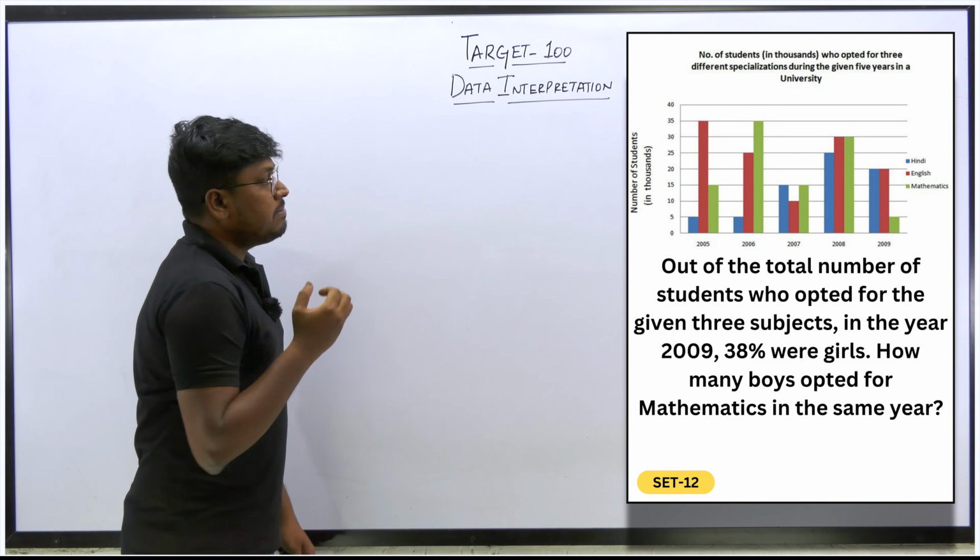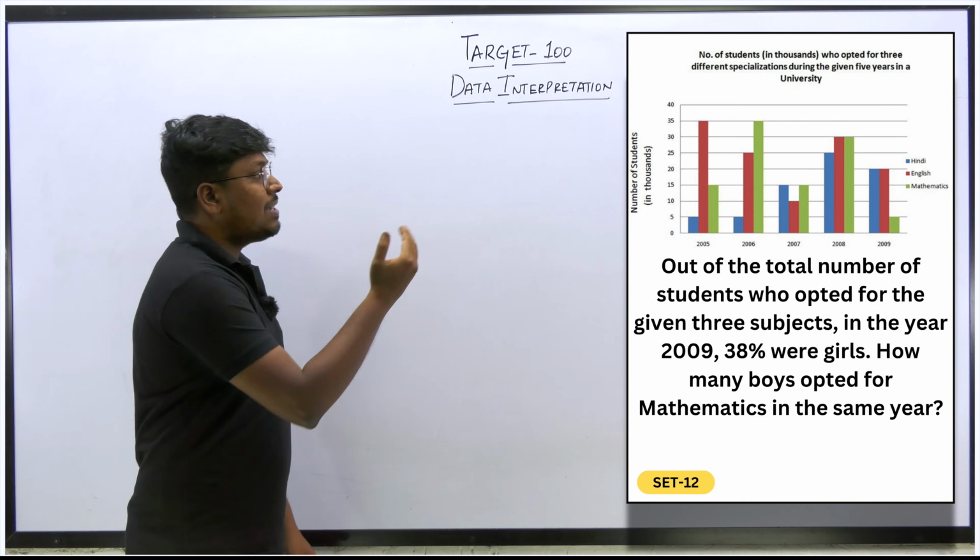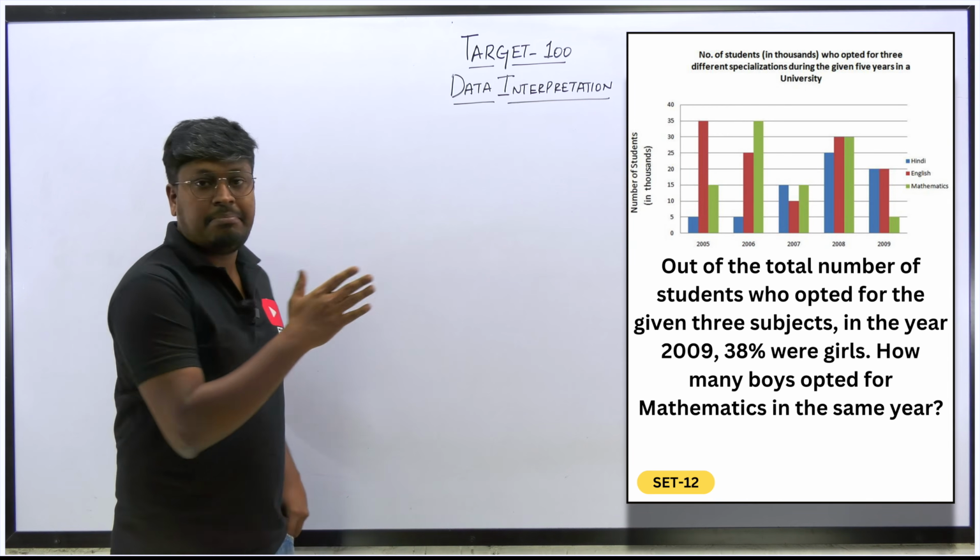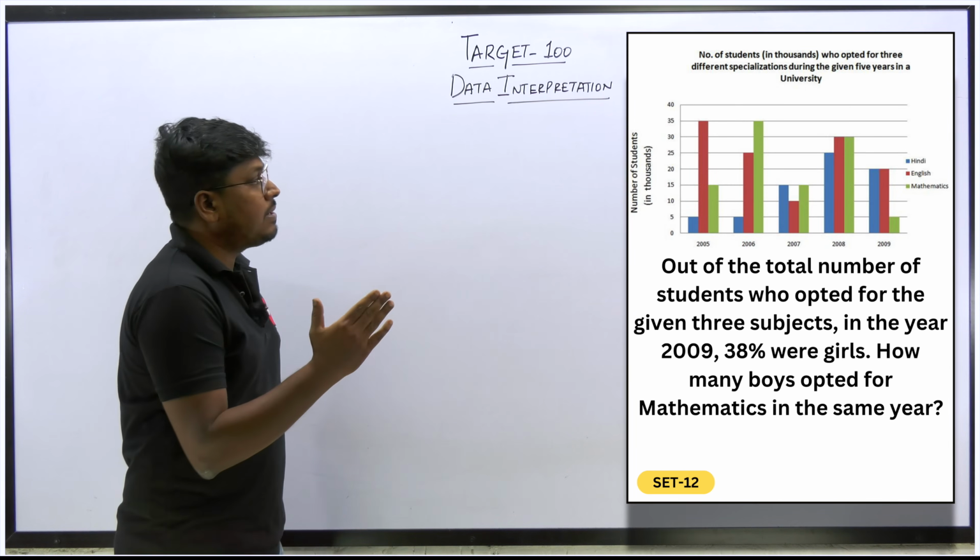So here is set number 12 data interpretation, whereas this set number 12 is based upon a bar chart, right? So 3 bar graphs have been given.